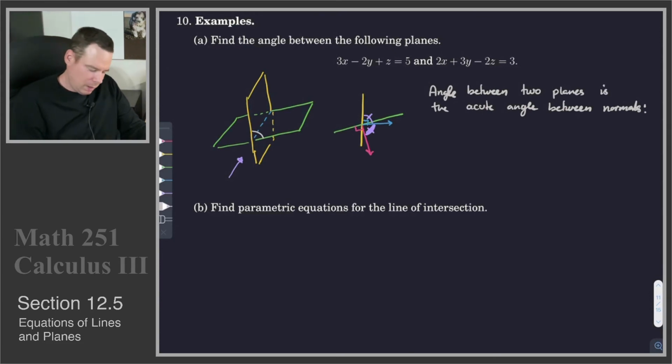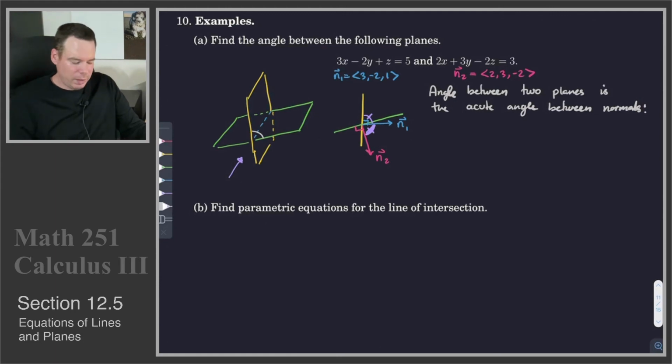And how do we compute the acute angle between the normals? Well, we know how to compute the angle between normal vectors, so let's just label these. This will be maybe the normal vector to the first one. This will be the normal vector to the second one. We can go ahead and find those normal vectors. So n1 is going to be 3, negative 2, 1. And the normal vector to the second plane is 2, 3, negative 2. And I want to find the acute angle between n1 and n2.